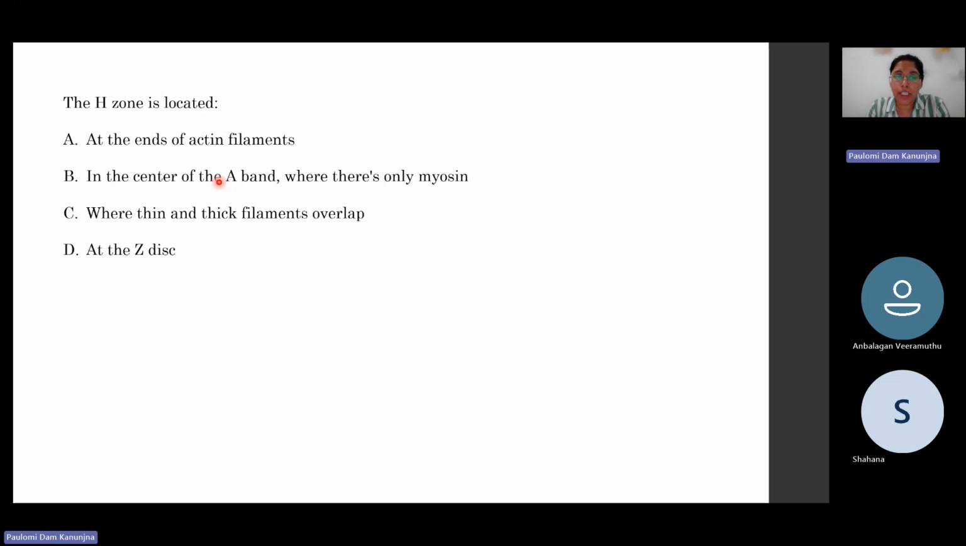Again, where is the H zone located? Think and tell, where is the H zone located? At the end of actin filaments, at the center of the A band, where thick and thin filaments overlap, or at the Z disc or Z line?